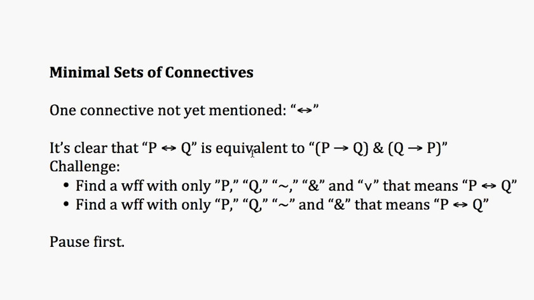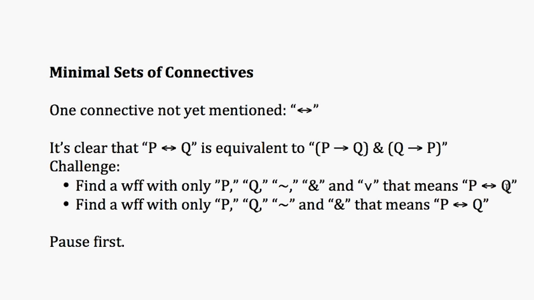And if you think about it, and you can confirm this with the table, P if and only if Q amounts to P arrow Q and Q arrow P. If P then Q, and if Q then P, is the same thing as P if and only if Q. So try this. See if you can find a well-formed formula, and here you've got a few more resources to use, using P, Q, not, and or, that means the same as P if and only if Q.